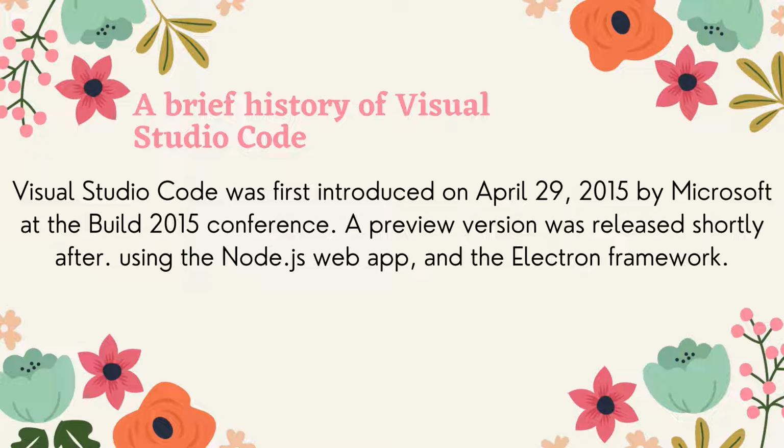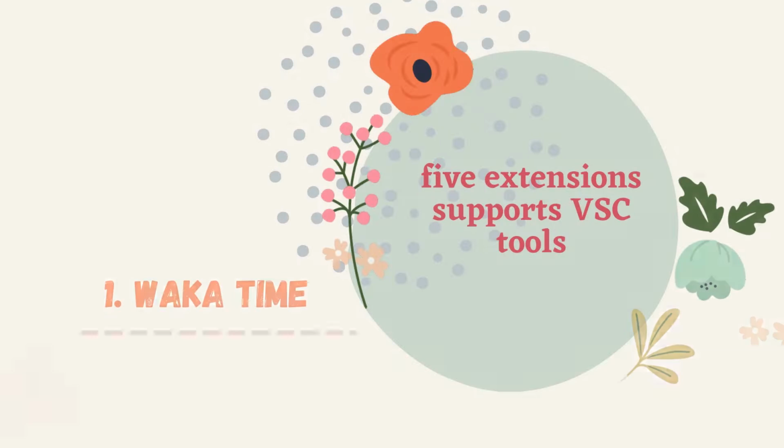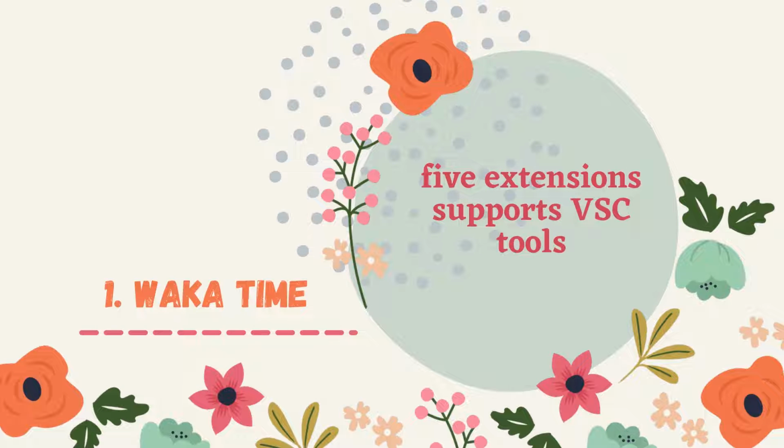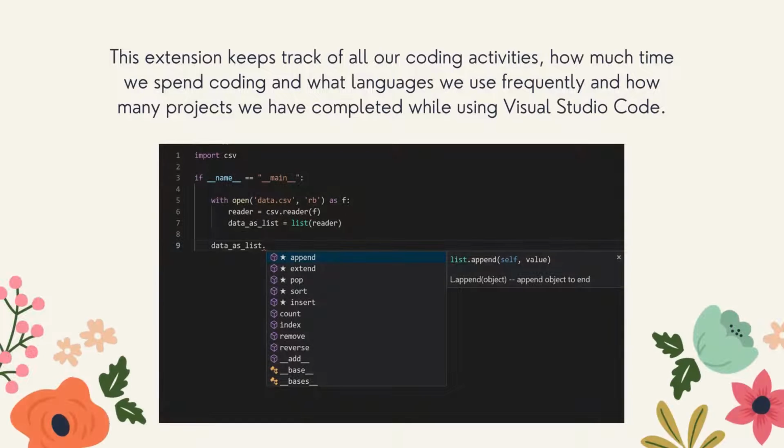Next we will discuss 5 recommended extensions for VSC itself. The first is Wakatime. This extension keeps track of our coding activities: how much time we spend coding, what languages we use frequently, and how many projects we have completed while using Visual Studio Code.